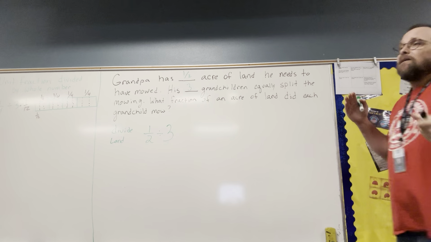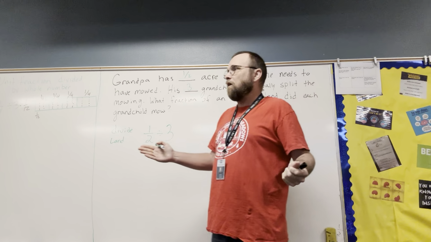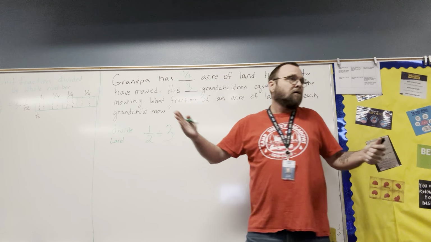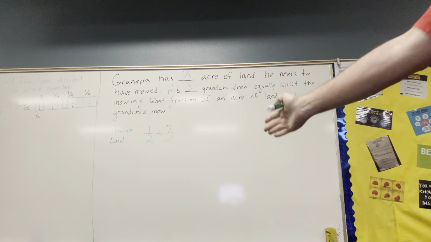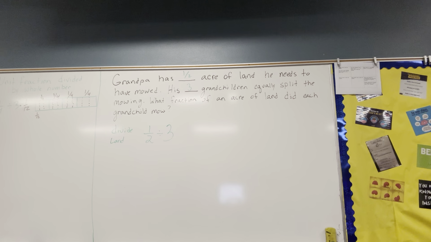Now, if he had 10 acres and they were splitting it evenly, then it would be divided by 10. But he has a half an acre. Each grandchild is not mowing a half an acre. They're mowing less than a half an acre. So my answer needs to be less than 1/2.